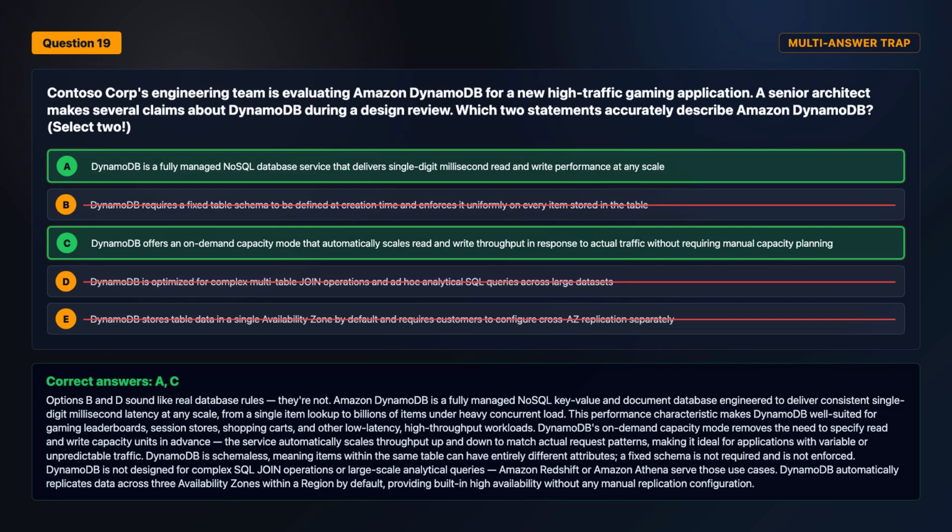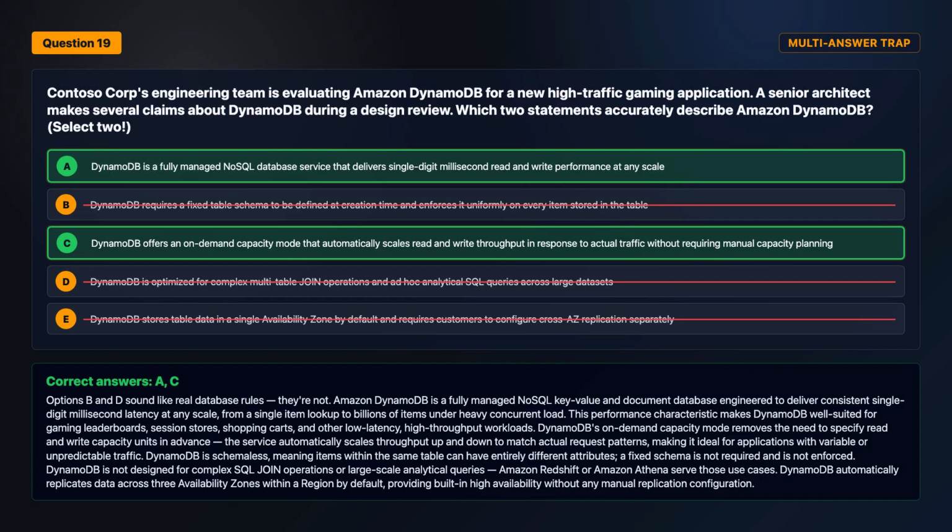The correct answers are option A and option C. Options B and D sound like real database rules. They're not. Amazon DynamoDB is a fully managed NoSQL key-value and document database engineered to deliver consistent single-digit millisecond latency at any scale, from a single item lookup to billions of items under heavy concurrent load. This performance characteristic makes DynamoDB well-suited for gaming leaderboards, session stores, shopping carts, and other low-latency, high-throughput workloads.